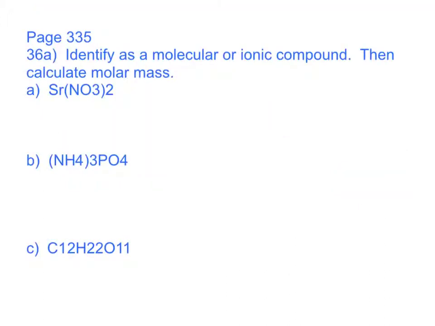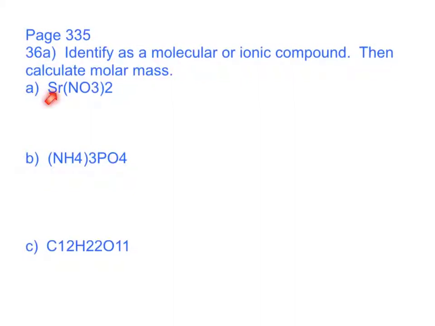All right, continuing on, page 335, problem 36A. First we want to identify as molecular or ionic, and then we're going to calculate the molar mass. Remember that we calculate molar mass by adding up the atomic masses of all of the elements. So in strontium nitrate, we see that we have a metal. Strontium is a metal. And then we have NO3, which is a polyatomic ion. So I know that I probably gave it away, but this is an ionic compound. Very good.